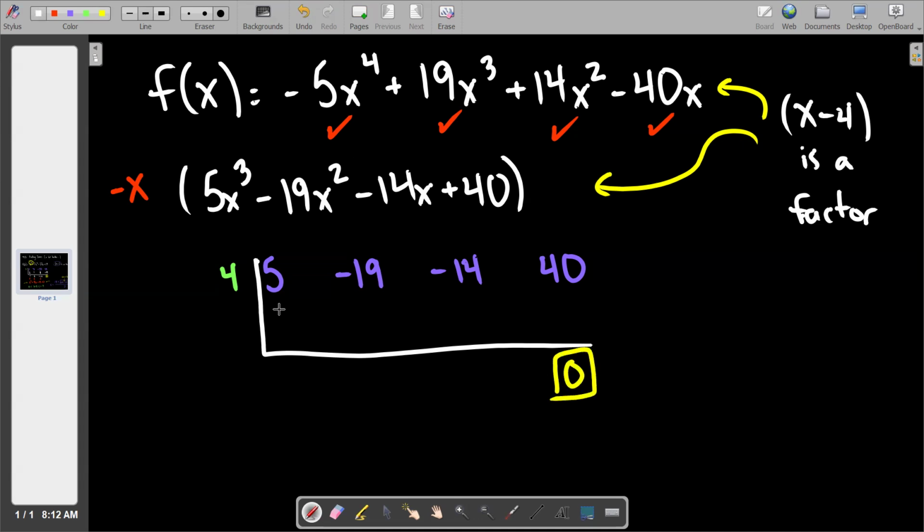So same old, drop the 5, and here we go. What's 4 times 5? 20. -19 plus 20 is 1. 4 times 1 is 4, -14 plus 4.